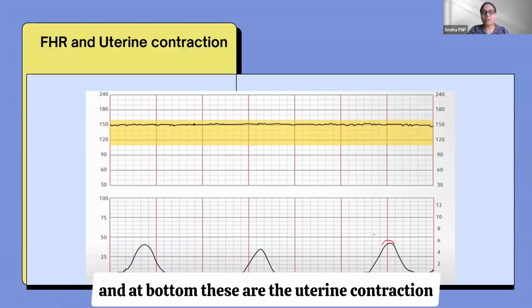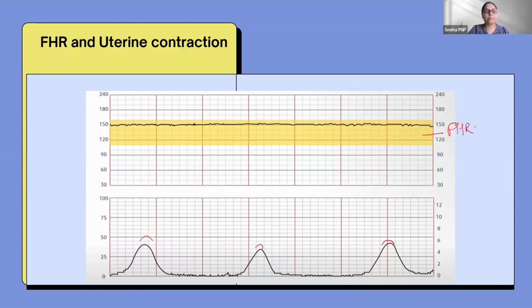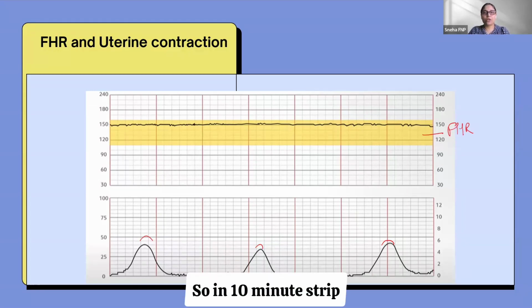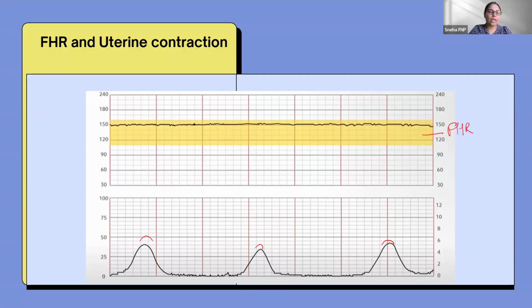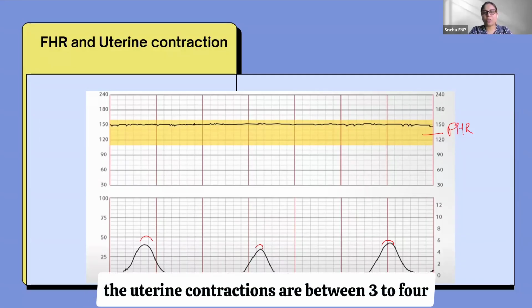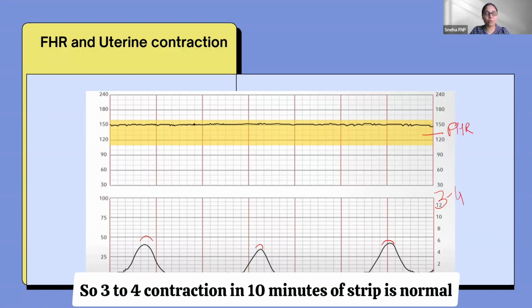And at the bottom, these are the uterine contractions, and on the top, these are the FHR. Okay. So in a 10-minute strip, the normal uterine contractions are between 3 to 4. So 3 to 4 contractions in 10 minutes of strip is normal.